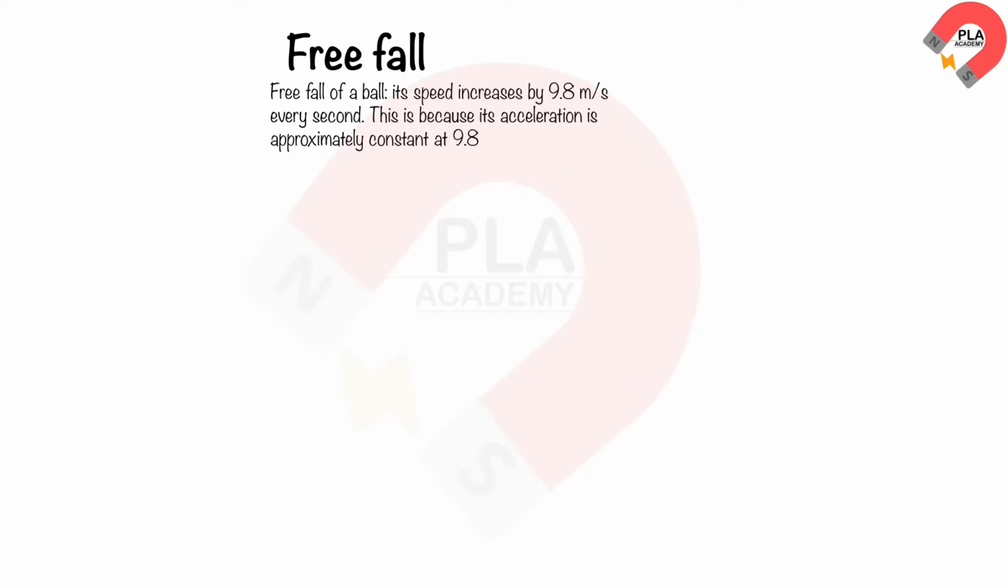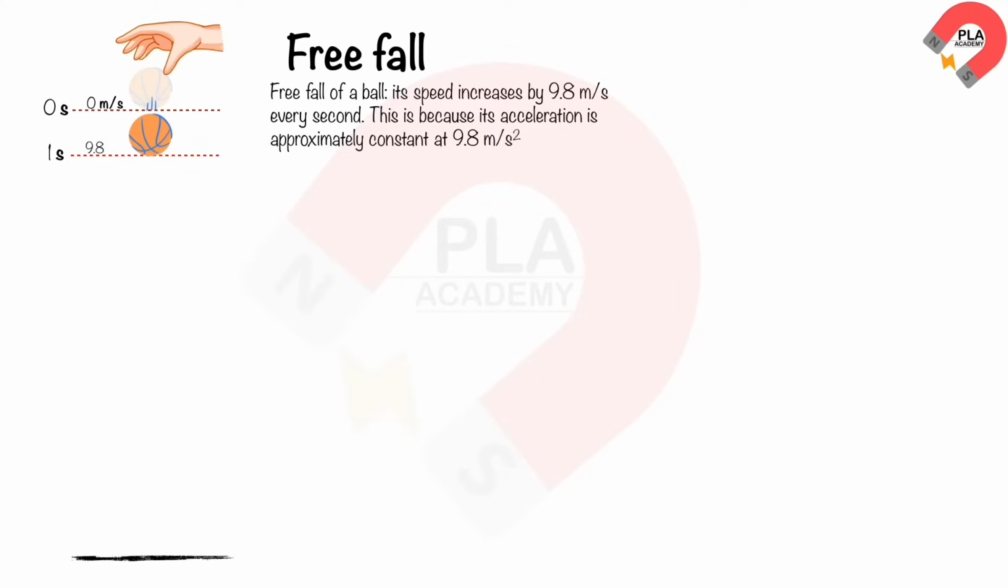When a ball is moving as free fall, its speed increases by 9.8 meters per second every second. This is because its acceleration is approximately constant at 9.8 meters per second squared. A ball is dropped at rest, its initial speed is 0 and its initial acceleration is 9.8 meters per second squared. After 1 second, the ball has descended and its speed increases from 0 to 9.8 meters per second.